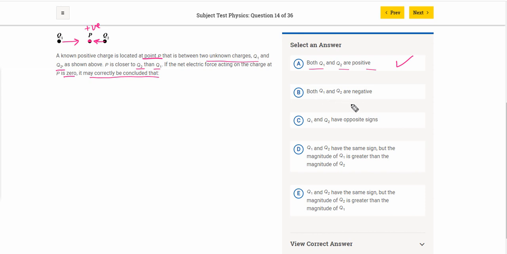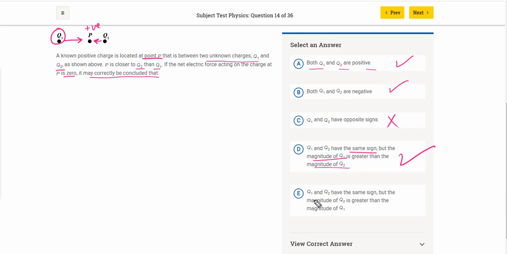Both Q1 and Q2 are negative. This can also be the option because both of them will be attracting this charge toward themselves. But we have to see more precise option. Q1 and Q2 have opposite charges. No, this cannot be the option because if this would be the option, then the force at point P would not be 0. There will be some force on this point. Let's see option D. Option D says Q1 and Q2 have the same sign, but the magnitude of Q1 is greater than the magnitude of Q2. Okay, so they have the same signs, so they are repelling the point charge P. Q1 is repelling more because it has more magnitude, and Q2 is repelling less because it has less magnitude. So yes, this will be our option.